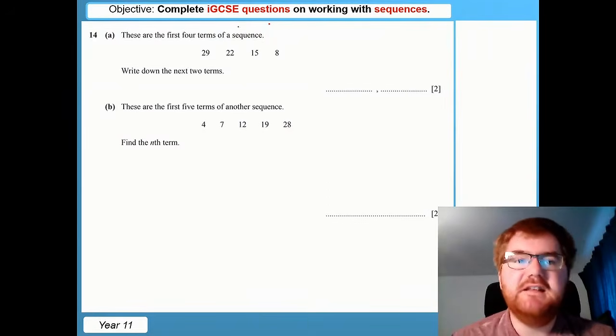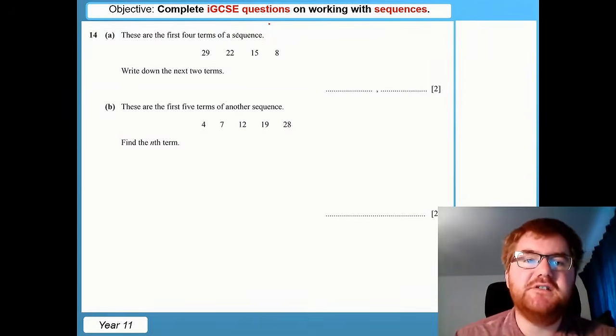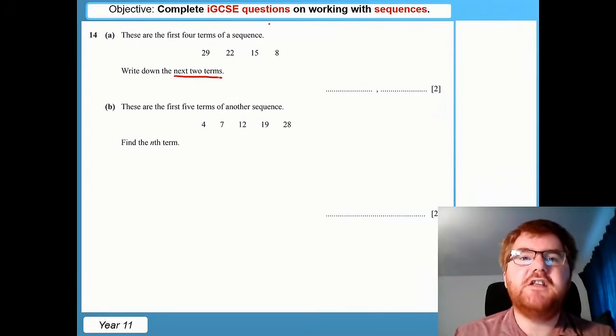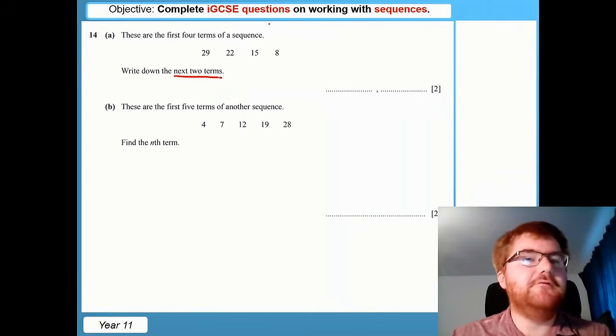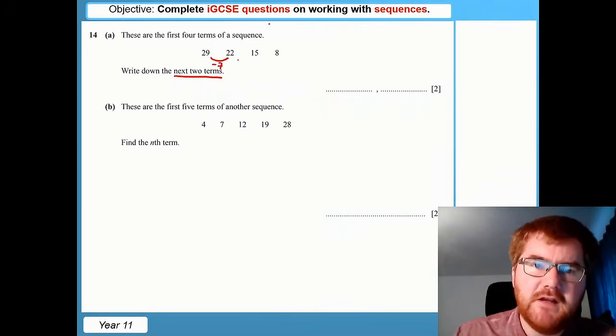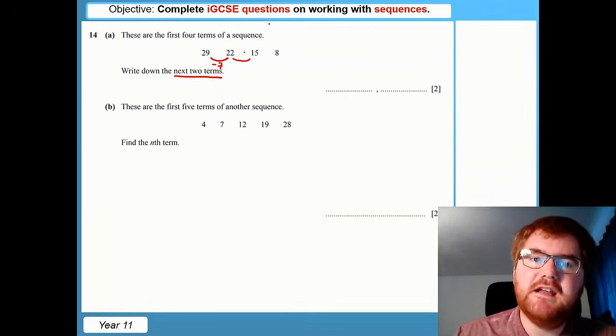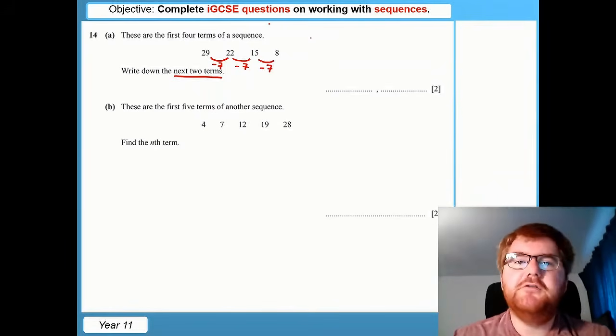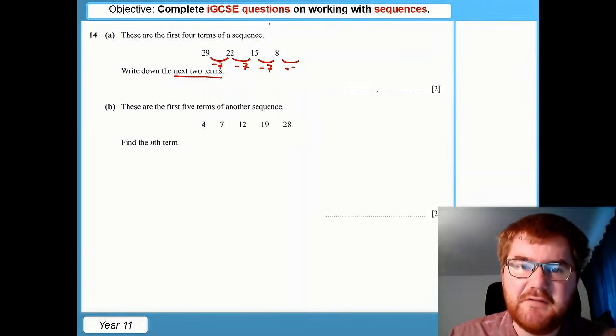Question 14 here, these are the first 4 terms of a sequence and we need to write down the next 2 terms. So whenever you get a question like this for the next 2 terms, the first thing you want to be thinking here is look at the difference between the numbers. So notice to go from 29 to 22, we need to minus 7. To go from 22 to 15, we also need to minus 7. And then to go from 15 to 8, we also need to minus 7. So to find the next 2 numbers, we just need to keep minusing 7 each time.